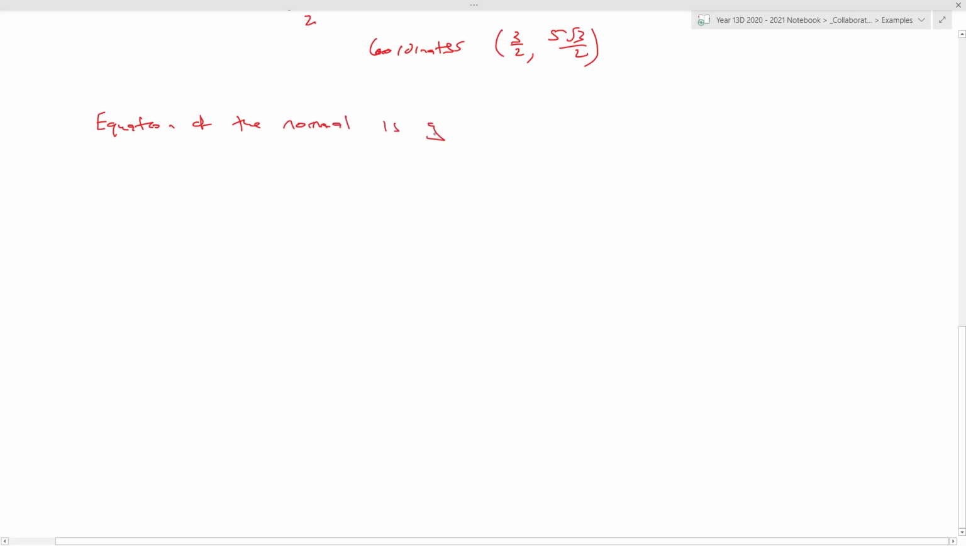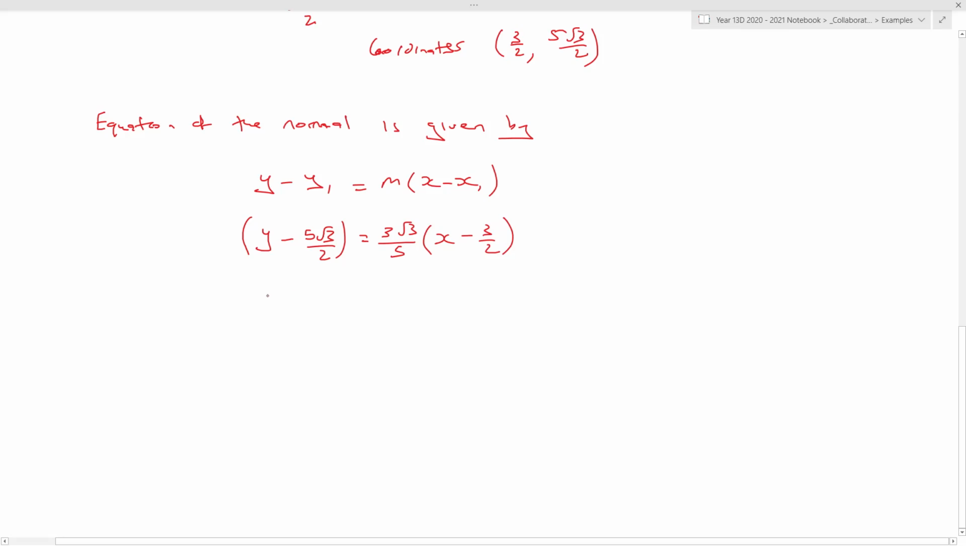Right then, so the equation of a normal, can we remember from the first year? Normal is given by, so you should have y minus y1, which is equal to the gradient m times x minus x1. We've got all of these parts, so we sub them in. Y minus y1, 5 root 3 over 2, is equal to the gradient, which is 3 root 3 over 5, x minus x1, which is 3 over 2.